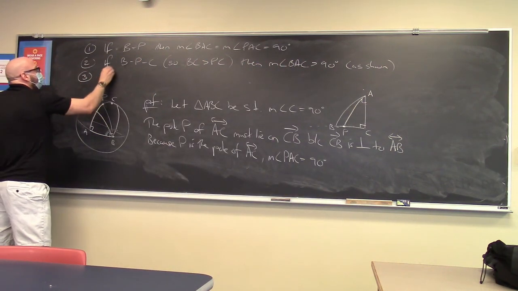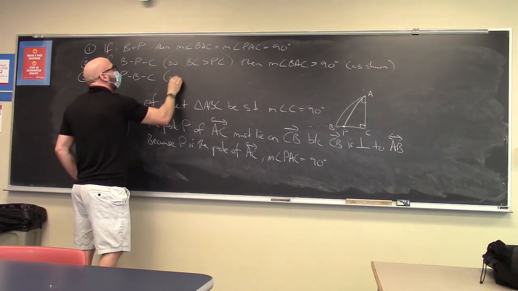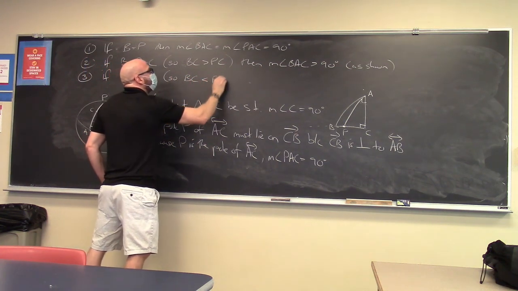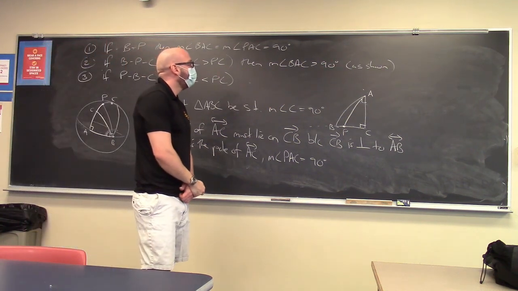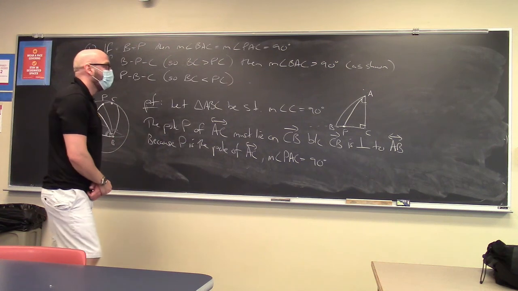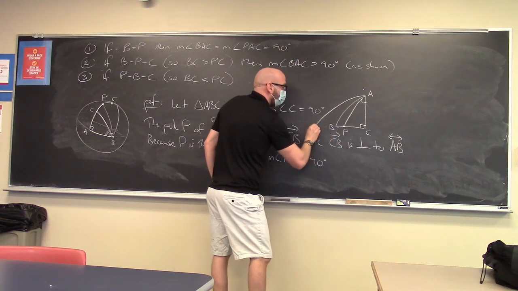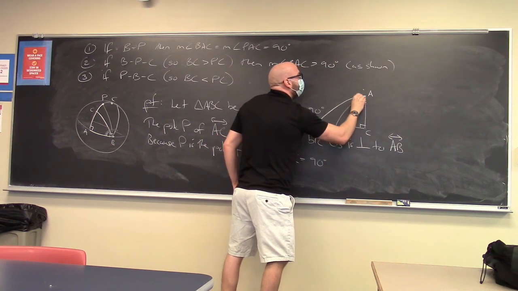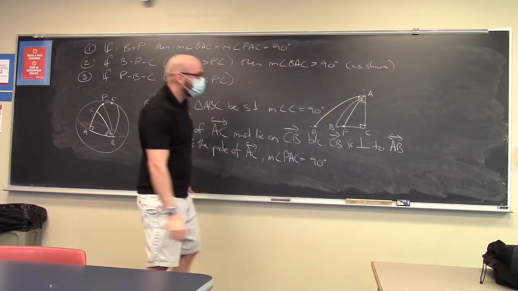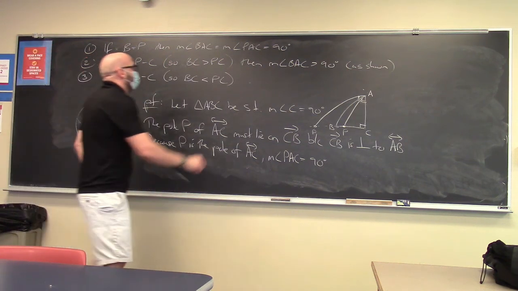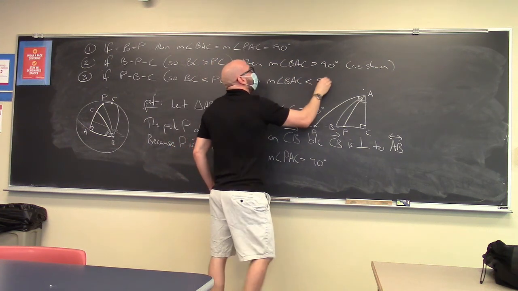And 3, the instance I haven't drawn, but if P, then B, then C, so BC is less than PC. All right, so if P lies somewhere way out here, well then this is the right angle, right? And this angle, BAC, lives inside of that, so it must be less than 90 degrees. All right, so then the measure of angle BAC is less than 90.